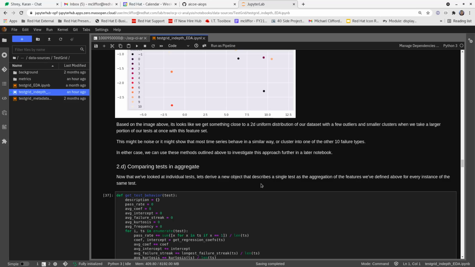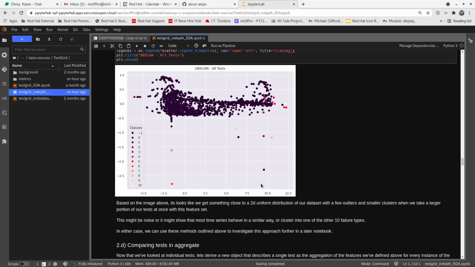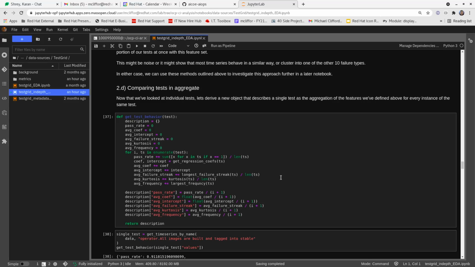So the next thing that we want to do, now that we've looked at the different tests and visualized them at an individual level, is maybe get some kind of aggregate knowledge about a test to define our expectation on how we think something should work. So we could generate a baseline of testing behavior so that as new tests run in the future, we can compare them to this baseline and determine whether or not they seem to be behaving as expected.